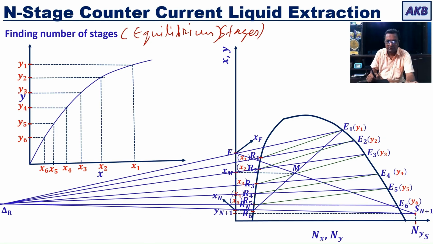And what you have to do is just count the number of tie lines that you have drawn in the process. 1, 2, 3, 4, 5, and 6. In this operation, each tie line will represent an equilibrium stage. So the number of tie lines drawn in this case will be the number of equilibrium stages for this operation. In this way, you have to find the number of equilibrium stages in the counter current liquid extraction operation. For that, you need to use the ternary diagram and the distribution diagram.